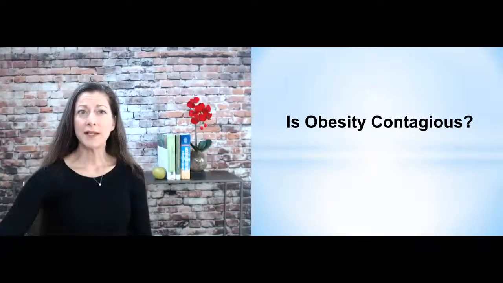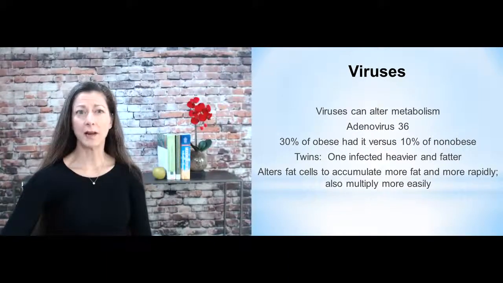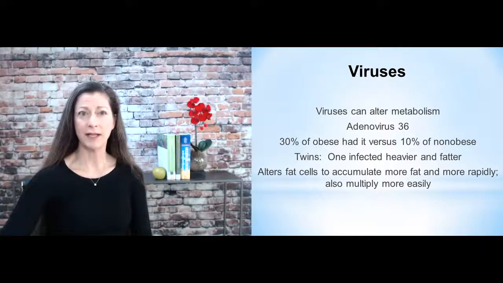A question that arises in society sometimes today is whether or not obesity is contagious. There are some viruses that can alter metabolism. One of these is adenovirus 36. 30% of obese people had it, compared to 10% of non-obese people in a study. In twins, when infected with the virus, one identical twin will be heavier and fatter than the other twin who is not infected with the virus. Adenovirus 36 alters fat cells so that they accumulate fat more and more rapidly. They also multiply more easily.